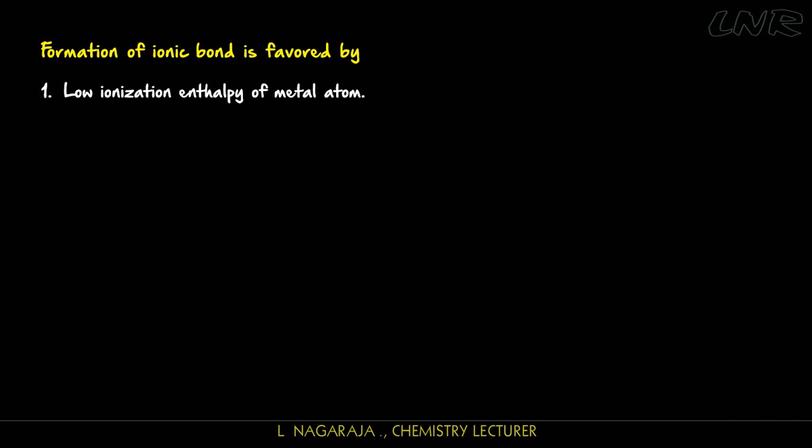And next, let us see the factors which are favorable for the formation of an ionic bond. Mainly 3 factors are favorable for the formation of an ionic bond. The first one is low ionization enthalpy. So what is this low ionization enthalpy? Ionization enthalpy is nothing but the energy required to remove a valence electron from a neutral atom.